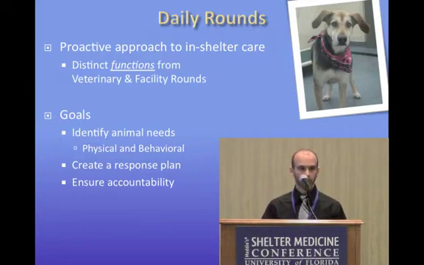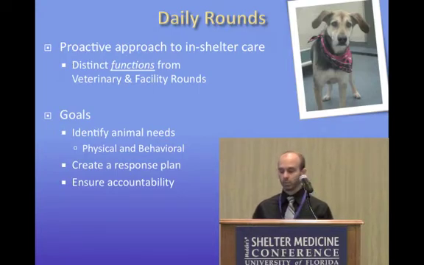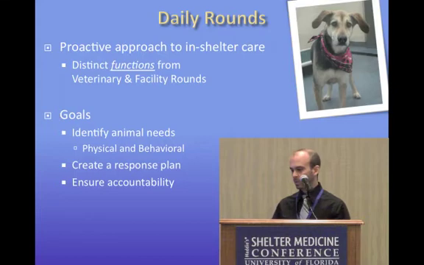The function of the daily rounds we're talking about is to manage the population. It means we're going to identify problems with the animals that are in our care, and identify any holdups that are preventing them from getting to their outcome as quickly as possible. The goals: we want to identify their needs, both physical and behavioral. We want to create a response plan, and we want to ensure accountability to make sure that response plan gets carried out.